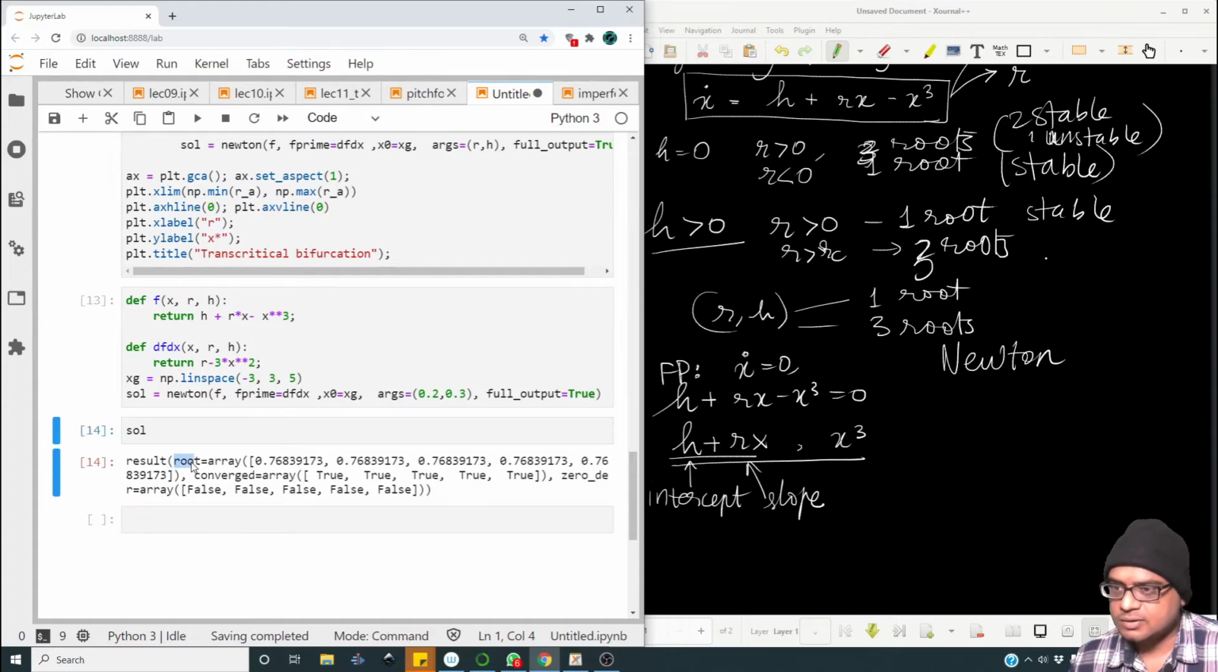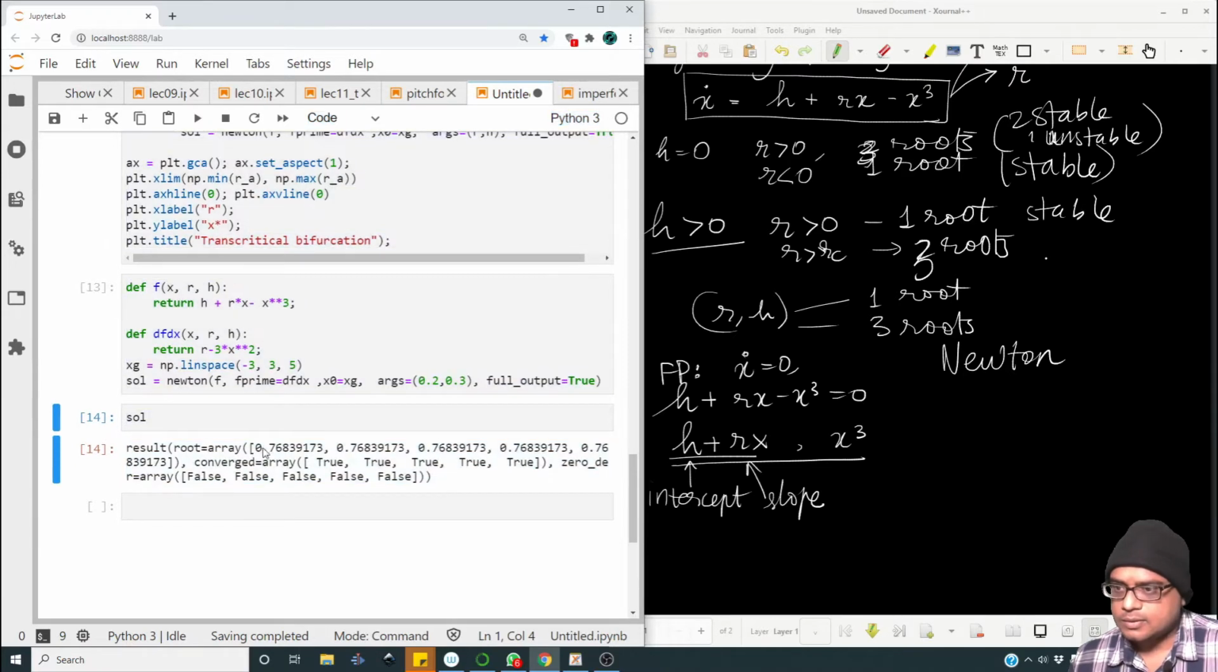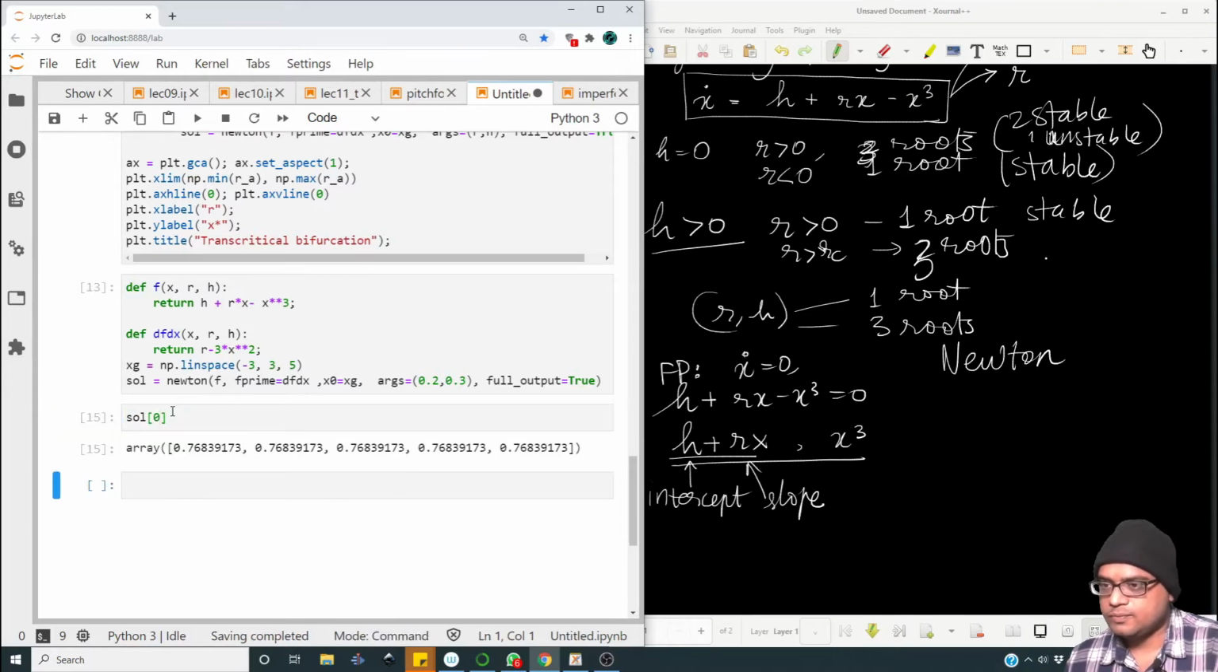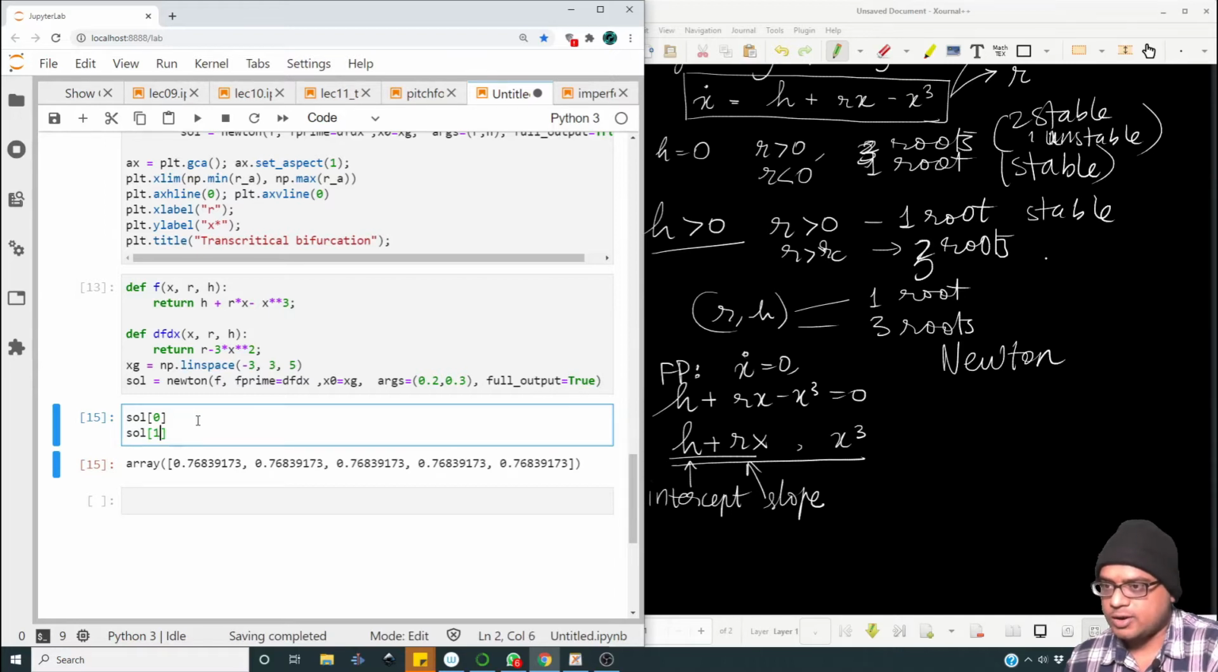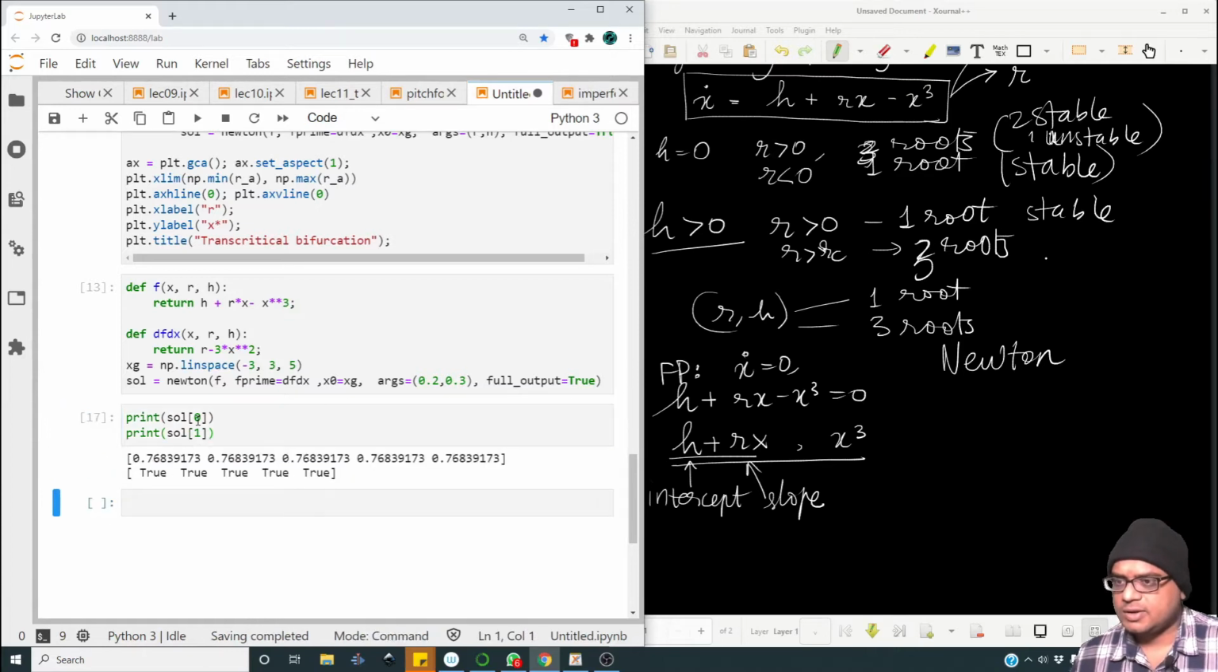Sol contains a root array and converged, which is also an array. So all the roots have converged, which is fine. We are more bothered with sol 0, which is the root array, and sol 1, which says whether all the things have converged or not. I'm trying to show you this because from this we'll really get to know something.